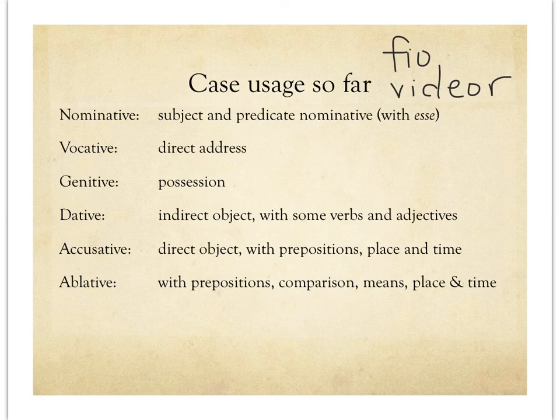The accusative we see as a direct object, we see it with some prepositions, and these new expressions of place and time, of course, can take the accusative for special meanings, and likewise with the ablative we see it with prepositions. We've seen it with comparatives to mean than. We've seen it with means and personal agent, right, that ab, plus the ablative, and place and time as well. And this is all we know so far.